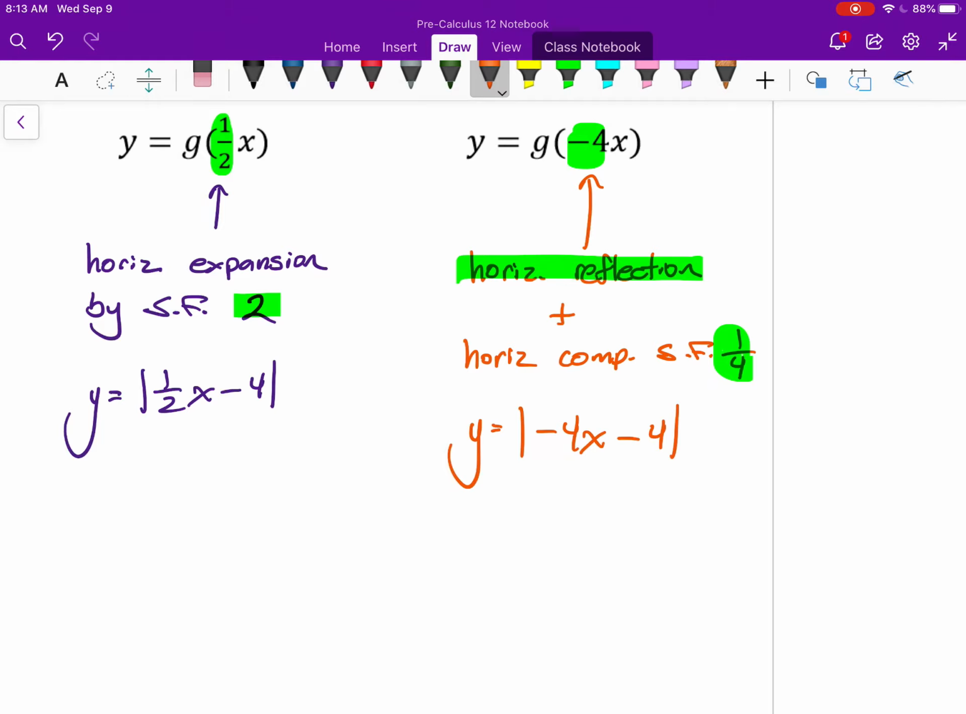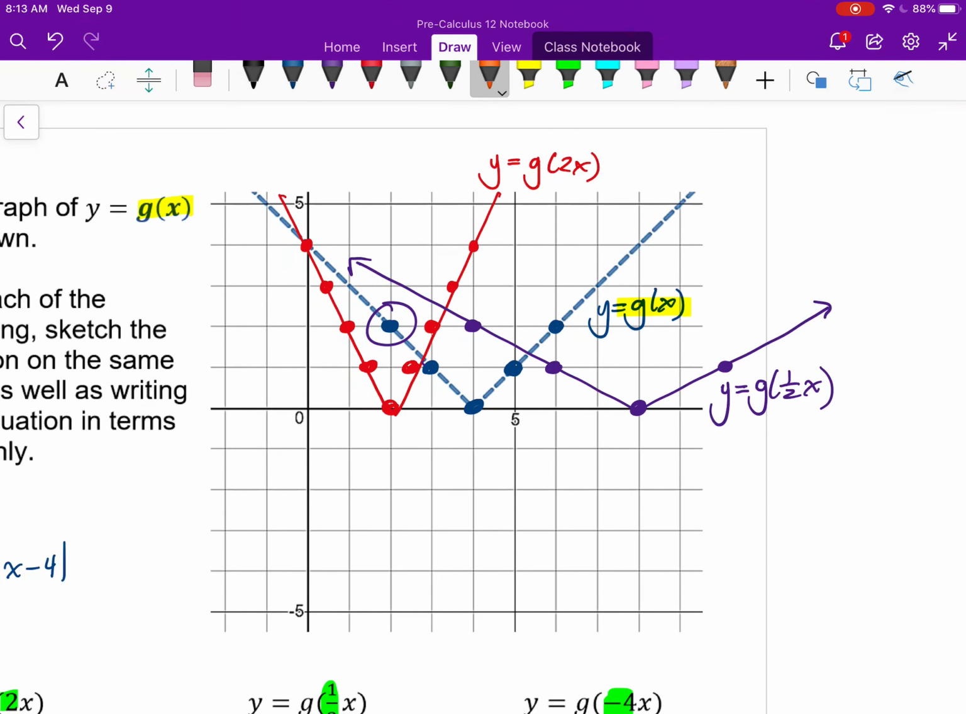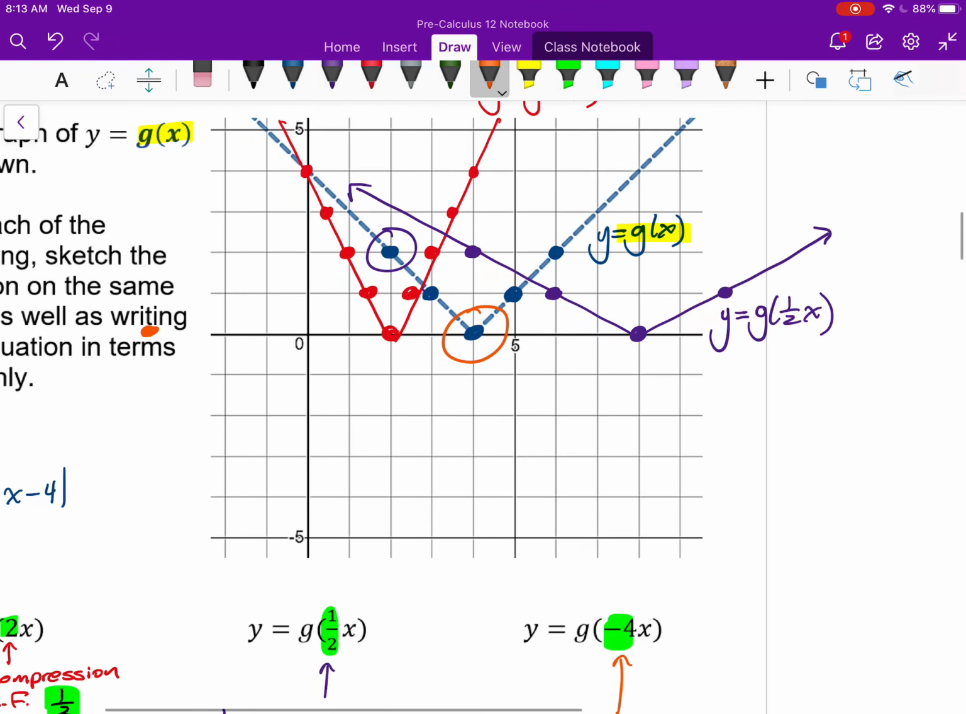But that in itself doesn't do me much good in terms of visualizing this. So if I go up here, I want to take the original function g of x, reflect it horizontally, and then stretch it. I'll do the reflection first. So this point here, instead of being 4 to the right, will be 4 to the left. But then I'm going to compress it by a scale factor of a quarter. So instead of this being at negative 4, it's going to be at negative 1, because I've divided by 4, or multiplied by a quarter.